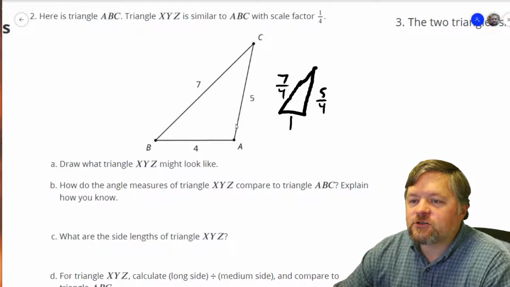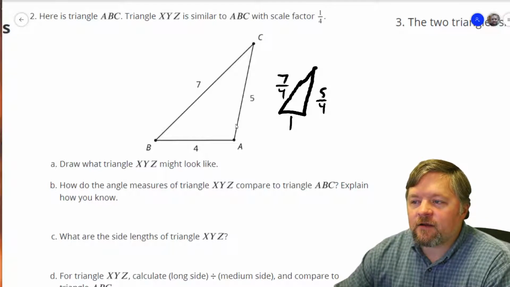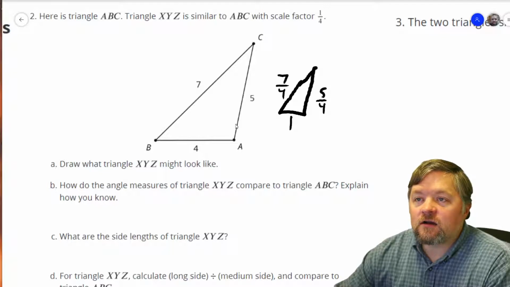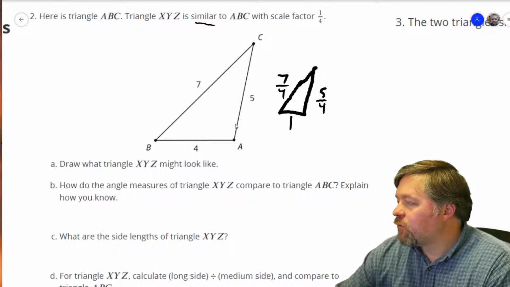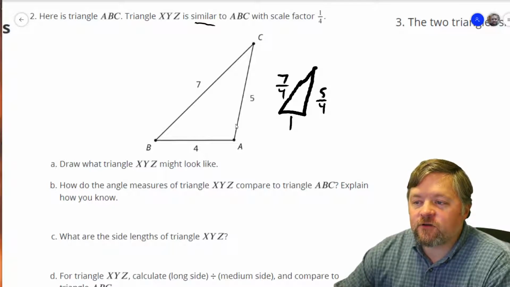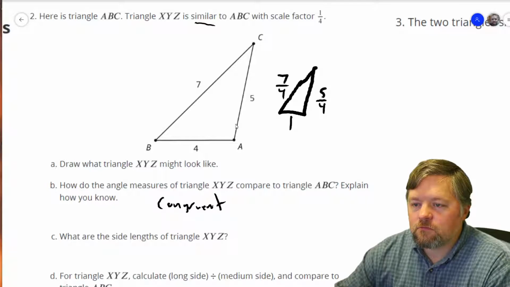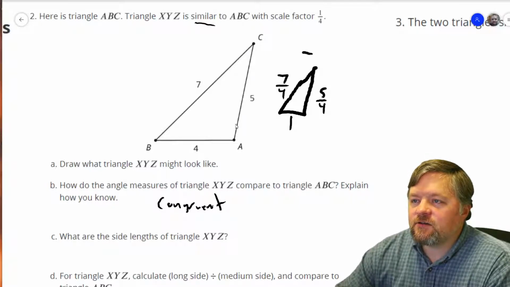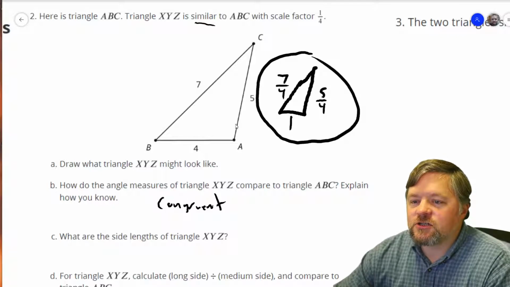How do the measures of angles compare? Because the two triangles are similar, we know they have to have congruent angles. What are the side lengths of triangle XYZ? Ooh, somebody rushed and already did that.